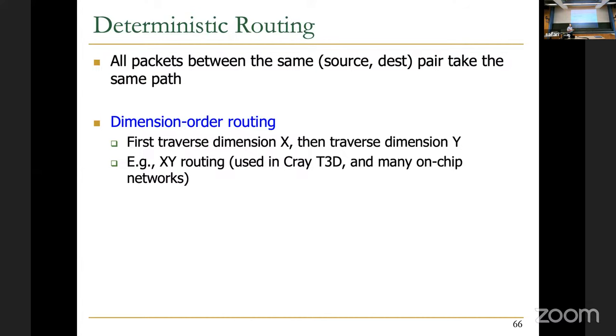So there are no different paths. And for example, from this source to this destination, even though we have many, many different paths, if your routing is deterministic, you should go only in this direction. You need to first go X and make sure that you don't have a difference in the X dimension from your destination, and then you can take the Y and reach your destination. It doesn't need to be only XY. It could also be YX. So for example, this path is YX. In the end, it's deterministic, so you cannot change it.